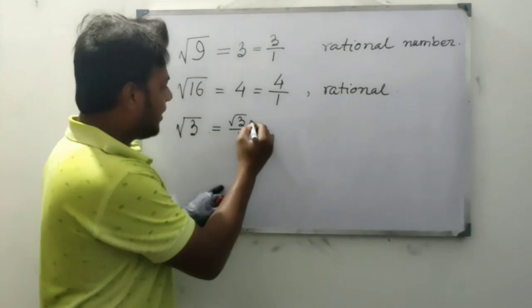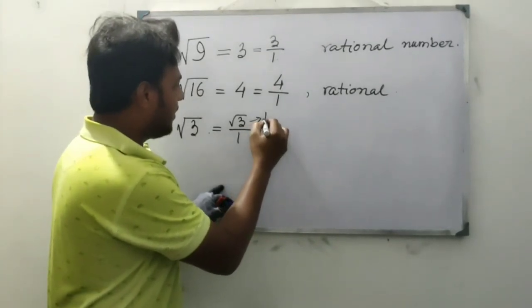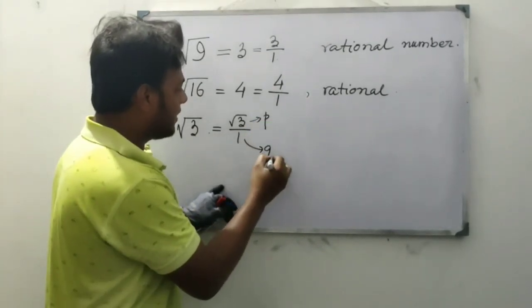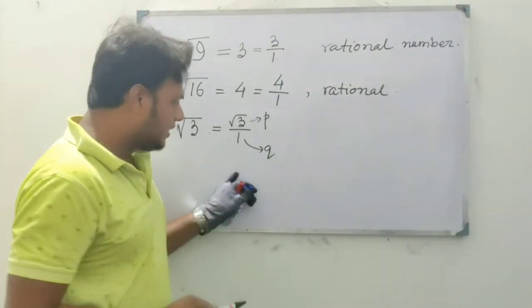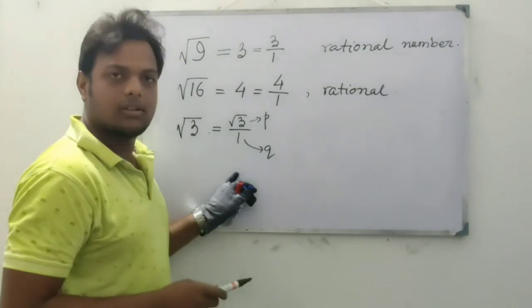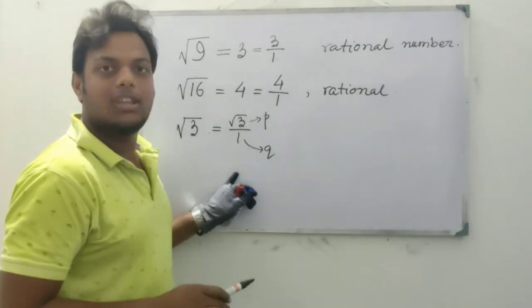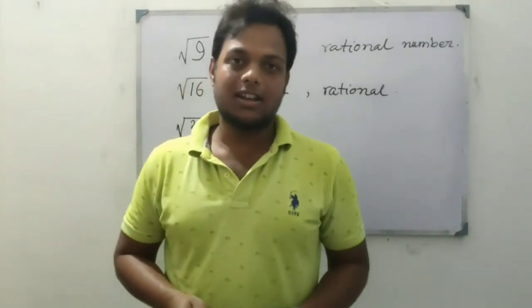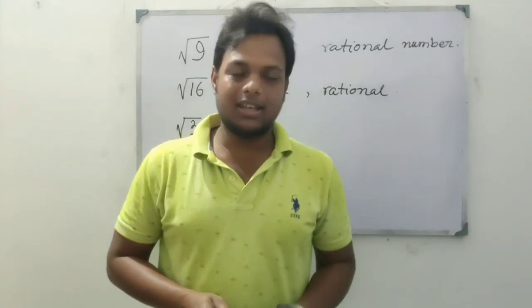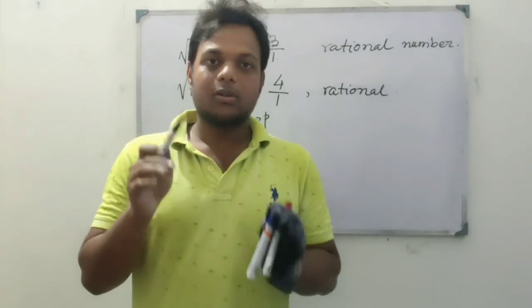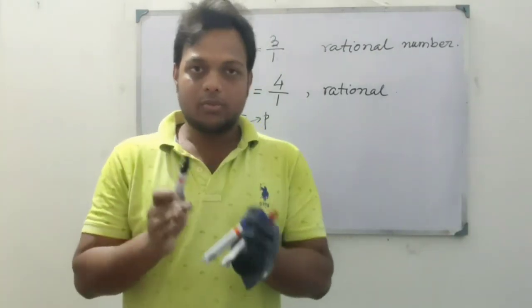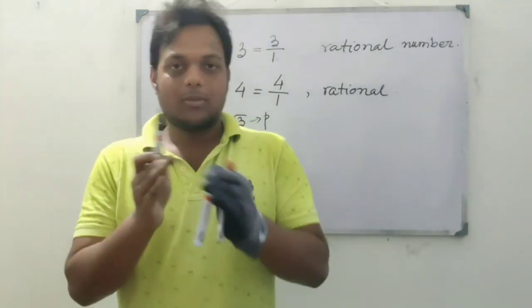Here p means this is our p, and this denominator is q. Both p and q must be integers. The denominator 1 is an integer, but root 3? What about root 3? Root 3 is not an integer. Is it clear? Why? In the set of integers, the only numbers are 0, plus 1, minus 1, plus 2, minus 2, plus 3, minus 3, plus 4, minus 4.